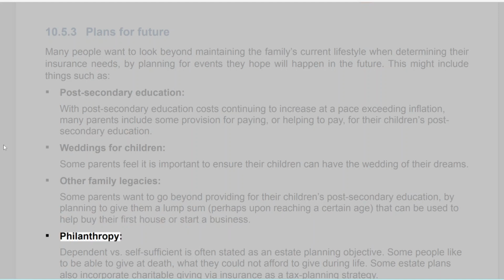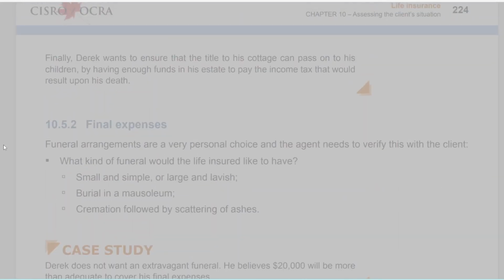Philanthropy. Dependent versus self-sufficient is often stated as an estate planning objective. Some people like to be able to give at death what they could not afford to give during life. Some estate plans also incorporate charitable giving via insurance as a tax planning strategy. Life Insurance Chapter 10, Assessing the Client's Situation 224.